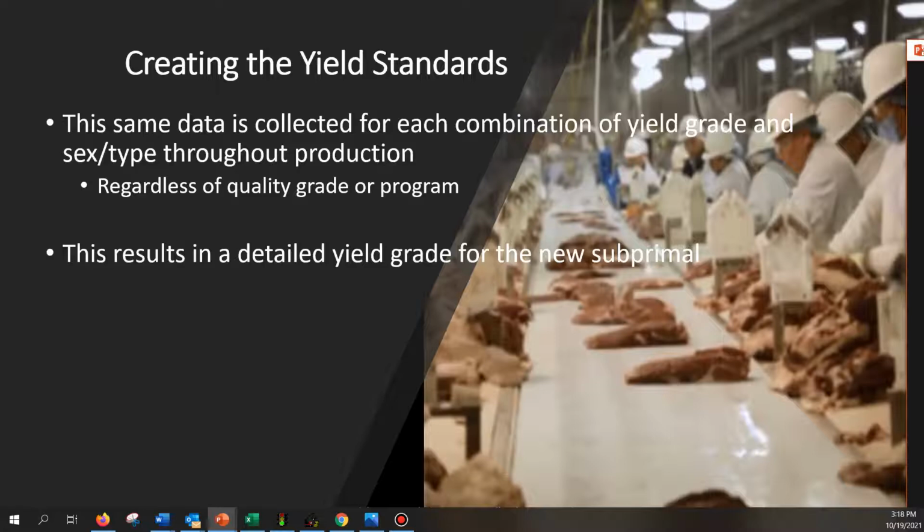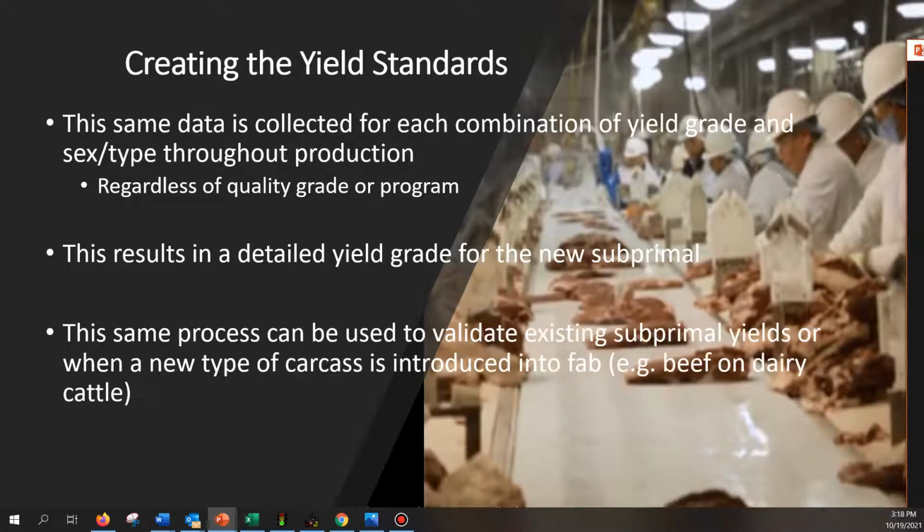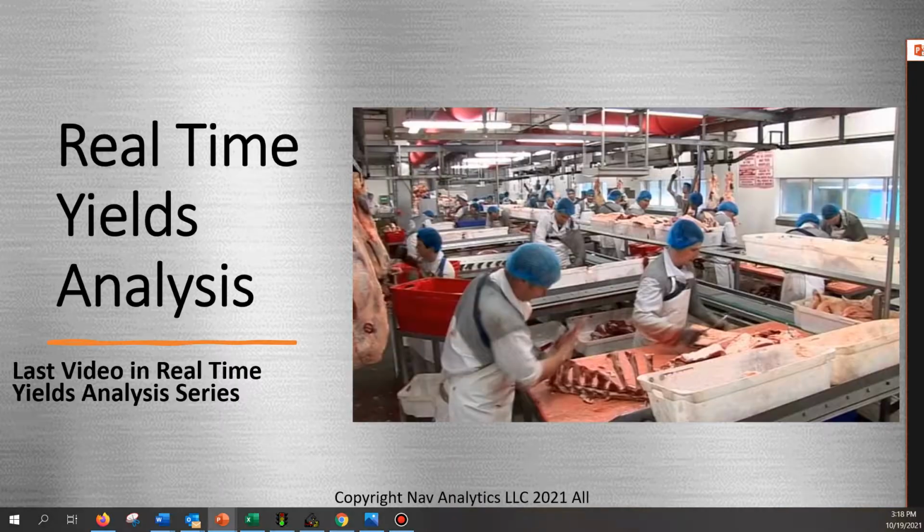This results in a detailed yield grade for the new subprimal. And this same process can be used to validate existing subprimals or when a new type of carcass is introduced into fab. So let's say, for example, we have beef on dairy cattle. We can then go ahead and create the yields that would be specific to those in a similar manner.